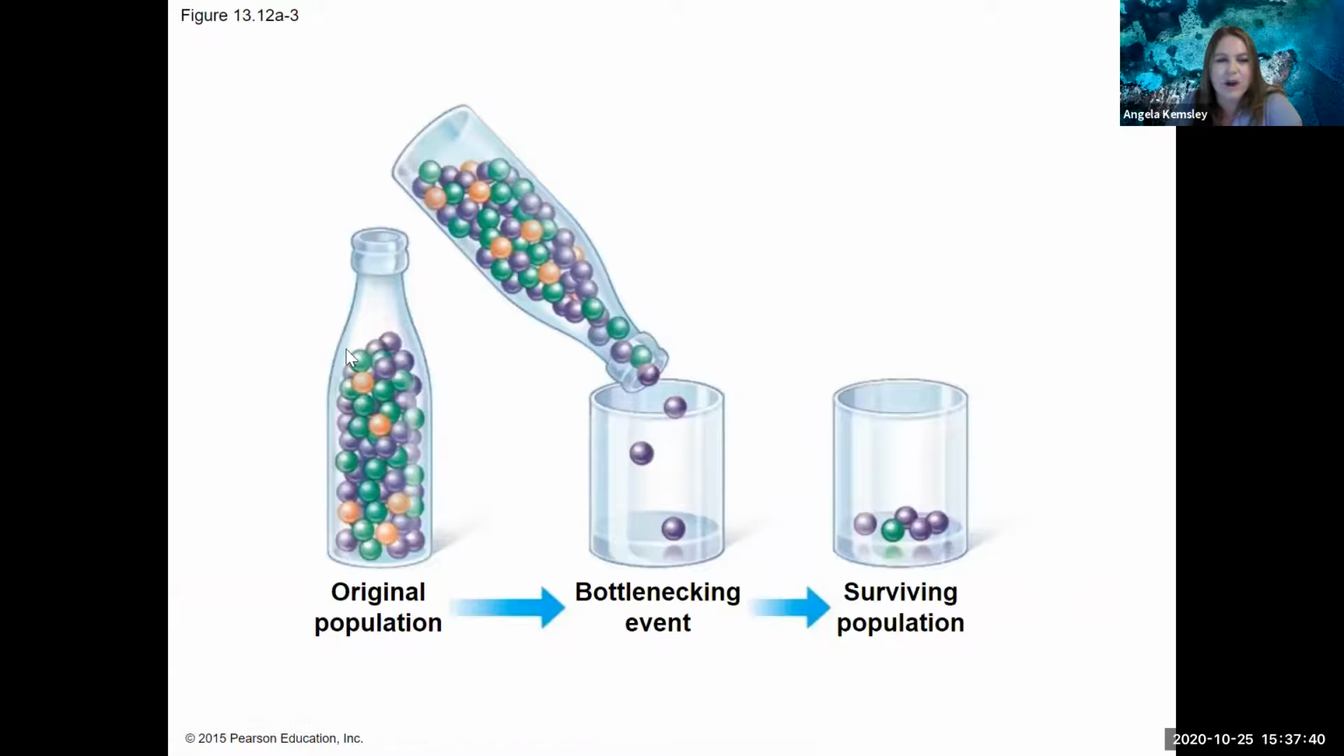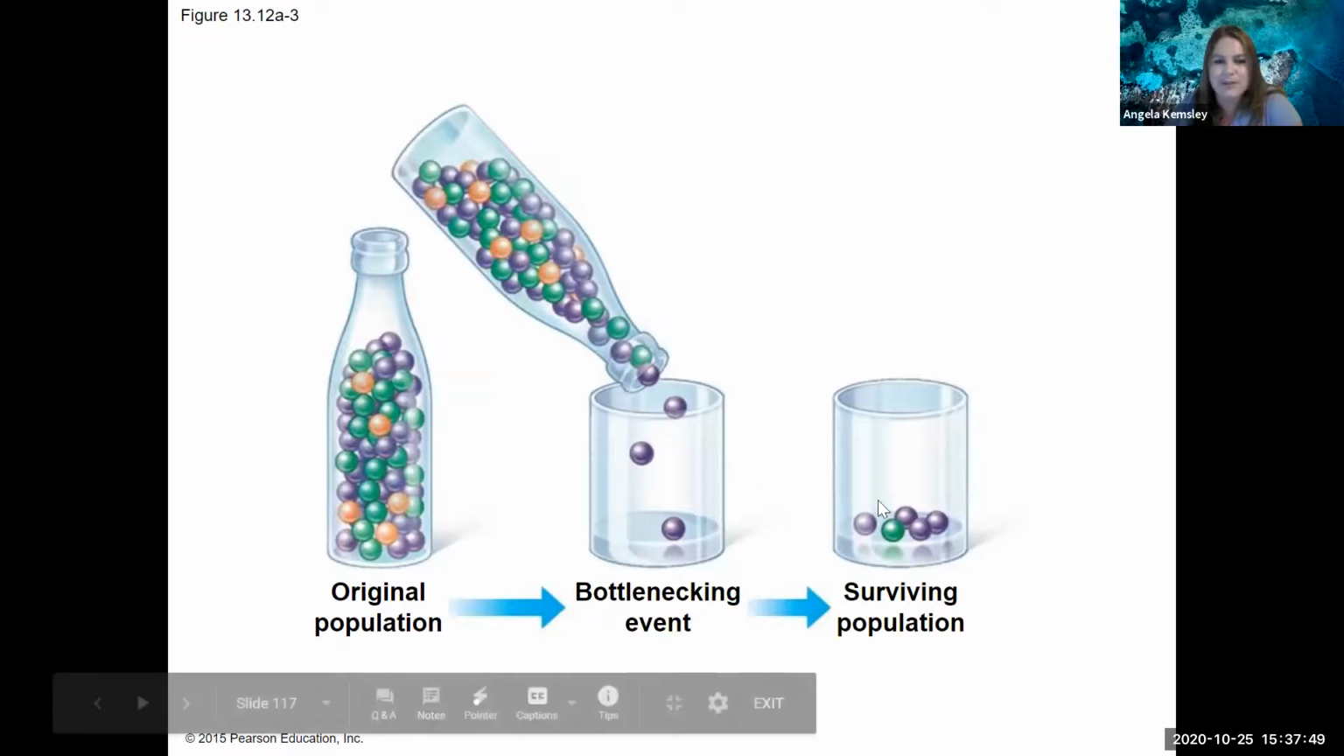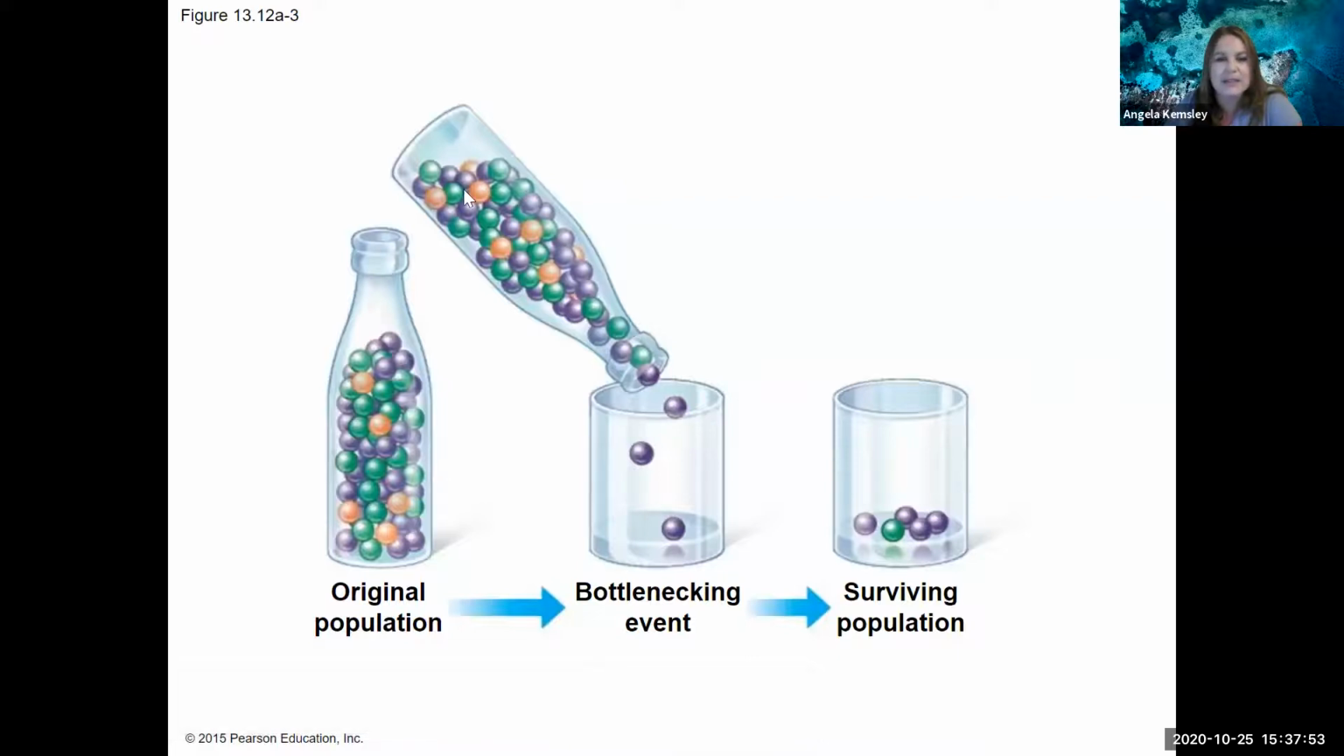So if you take a look at all of these individuals, each of our marbles is representing an individual. The colors are representing the different genes that they have. Out of all of these, only 5 of them survive. And this can be fairly random depending on the catastrophe. And they're going to go through this bottleneck effect, right?